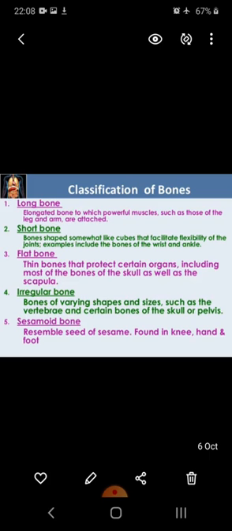Now, sesamoid bones. The word sesamoid is derived from a Greek word, sesamon, a seed of sesame, and idus, from form or resemblance. So these bones are found in the knees, under the patella, hands and foot. So this is all about the classification of bones according to shape and formation.